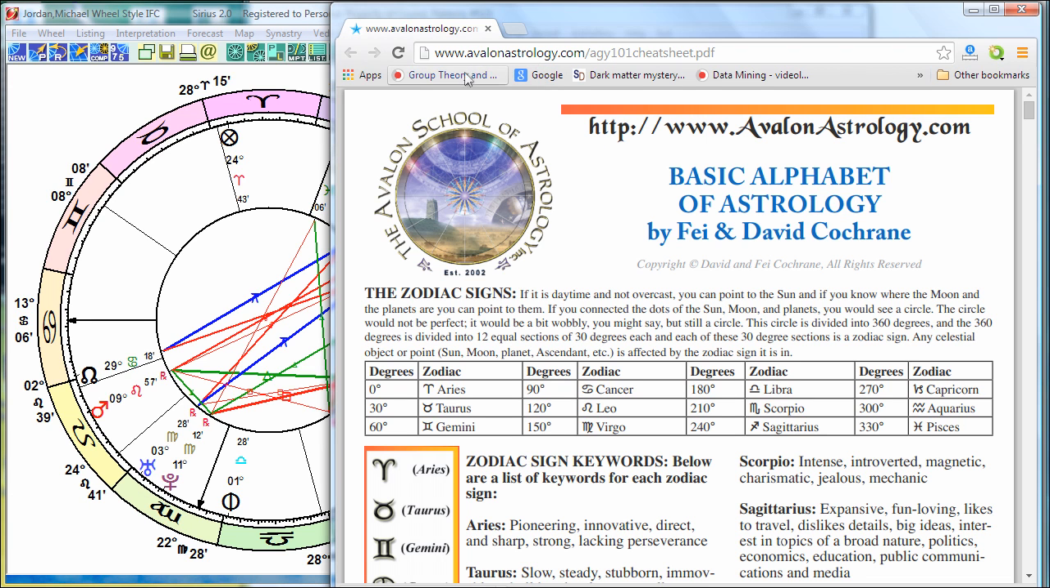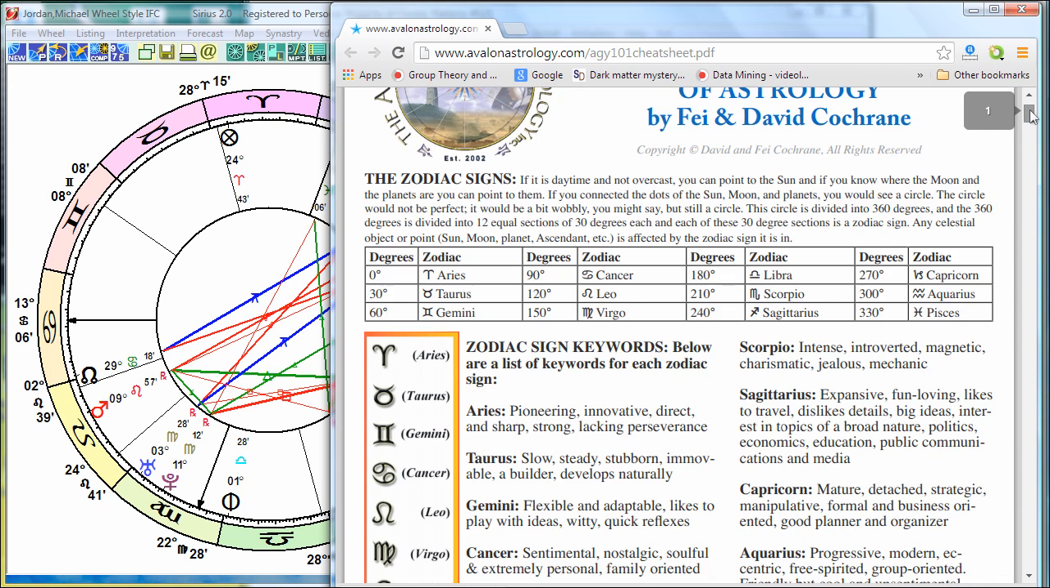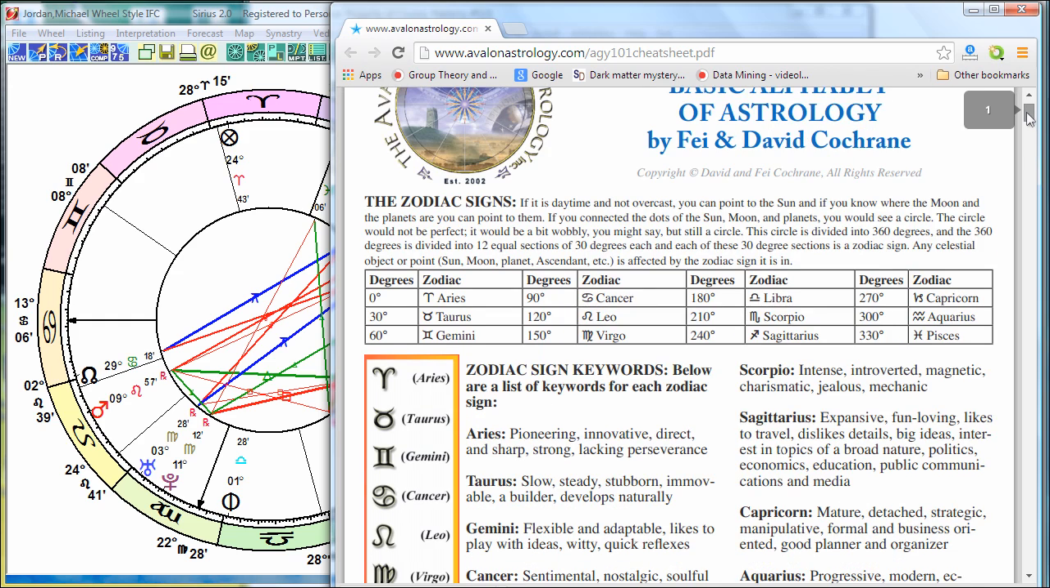At this website, the address is AvalonAstrology.com/AGY101 cheat sheet.pdf, okay? So that's AvalonAstrology.com/AGY101 cheat sheet.pdf. If you go to that website, there's a nice little summary done by myself and my wife for a school that we teach at, that we started, called the Avalon School of Astrology. You'll find lots of nice tables and information.